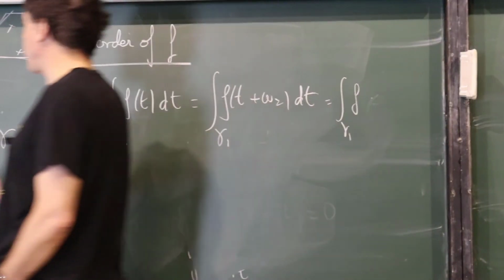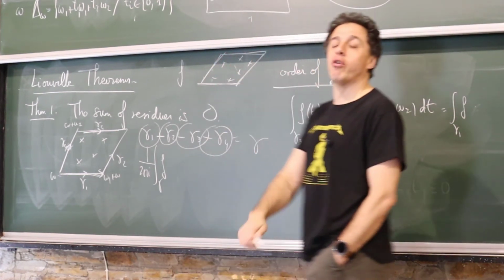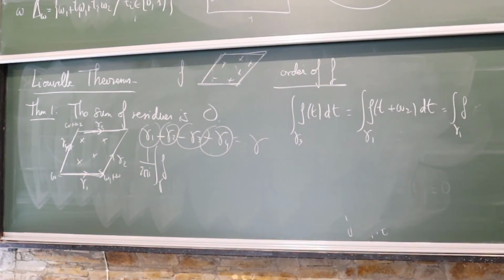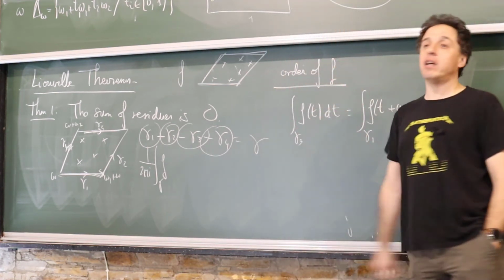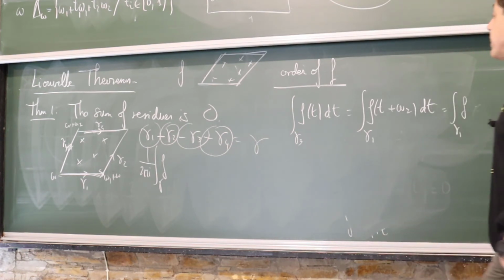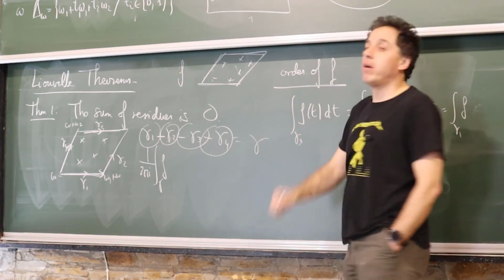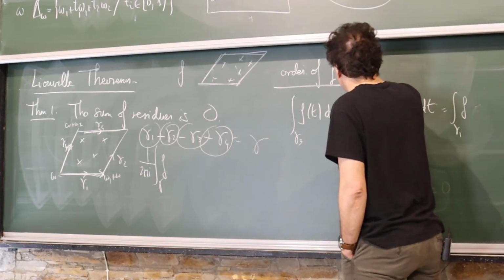So the integrals along gamma 1 and minus gamma 3 cancel. Gamma 2 minus gamma 4 cancels, so this integral is 0. So the sum of all the residues is 0. Okay? This has an immediate consequence, that is that the order of any elliptic function must be at least 2.